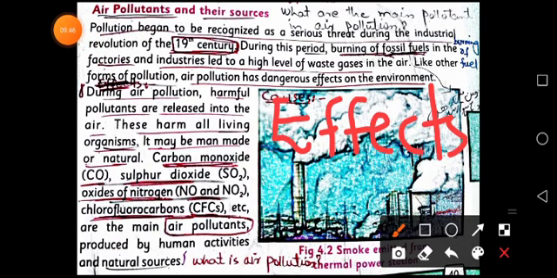Students, what are the effects of air pollution? So during air pollution, harmful pollutants are released into air. Some harmful pollutants which are undesirable are added in our air, and these harm all living organisms. It may be man-made or it may be natural.